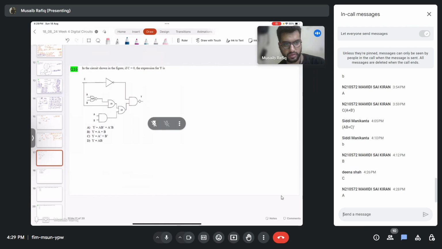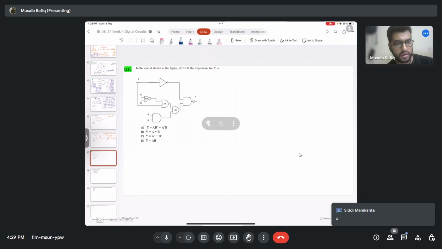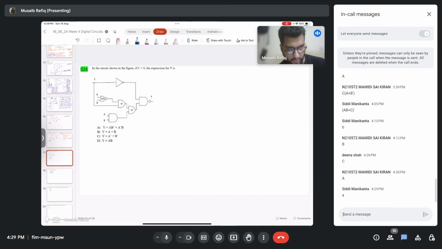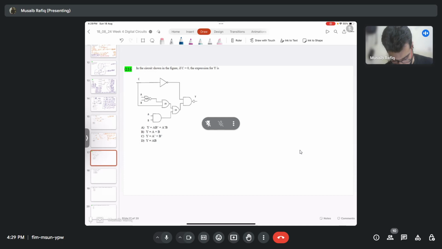So I see one of the students has written the answer. Now let me just show the solution. A couple of students have written. The question asks us to find the output if C equals 1.